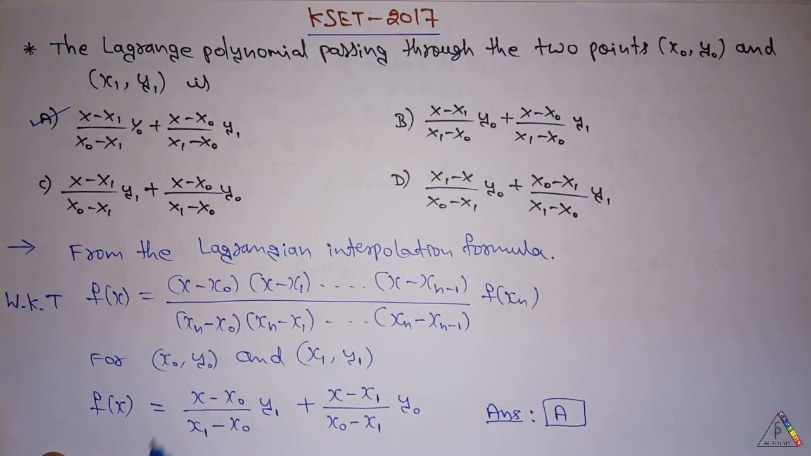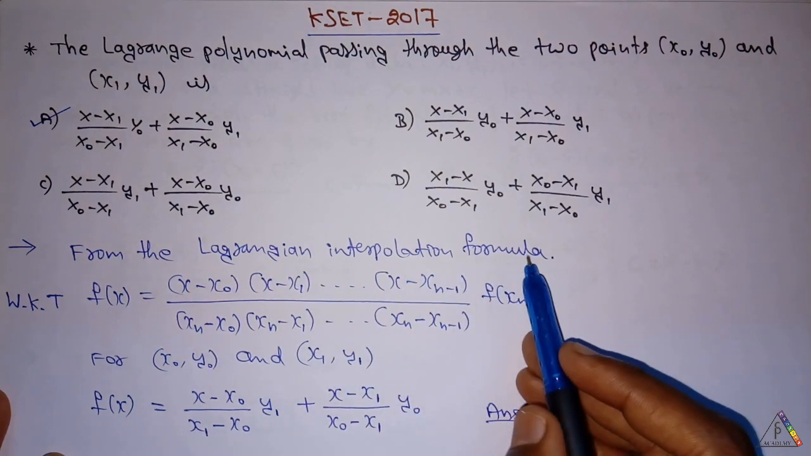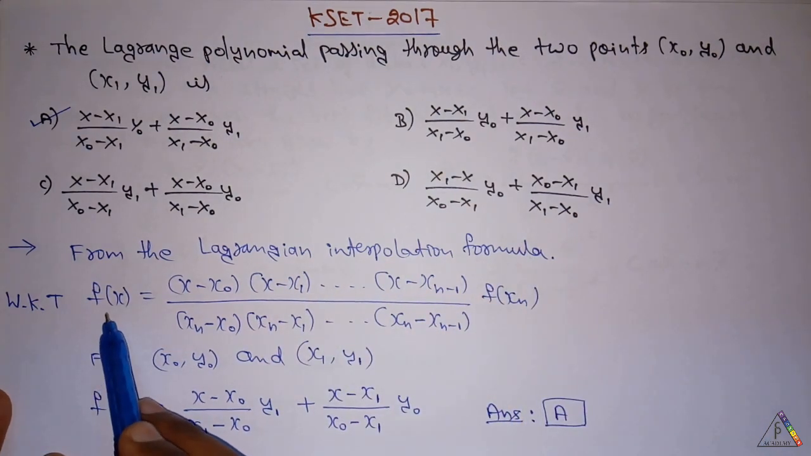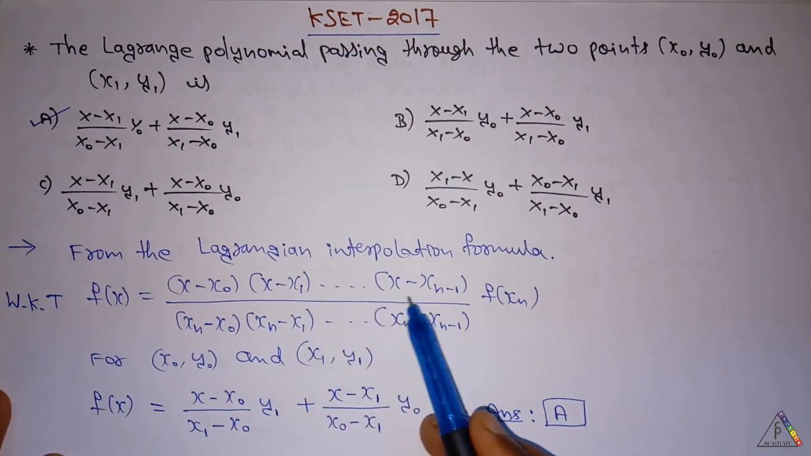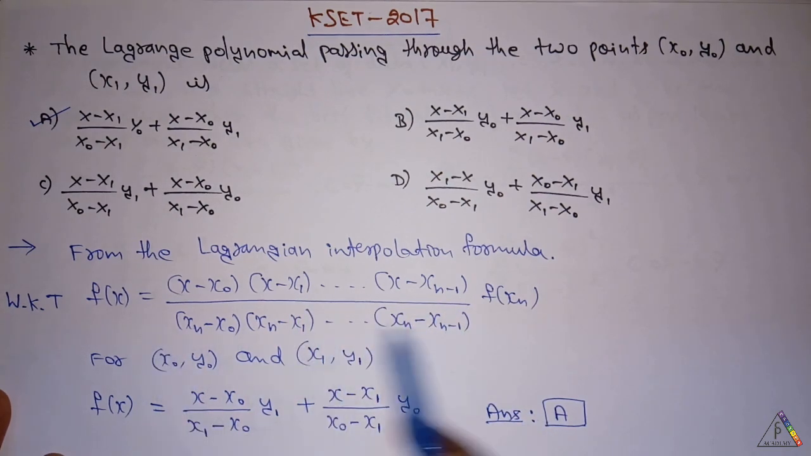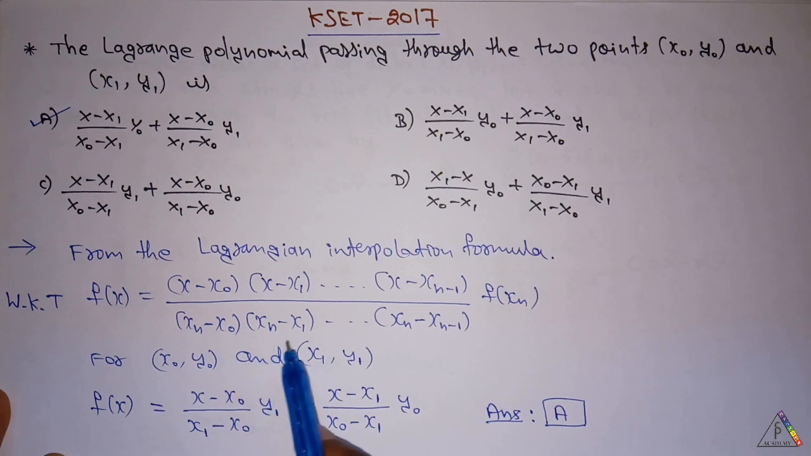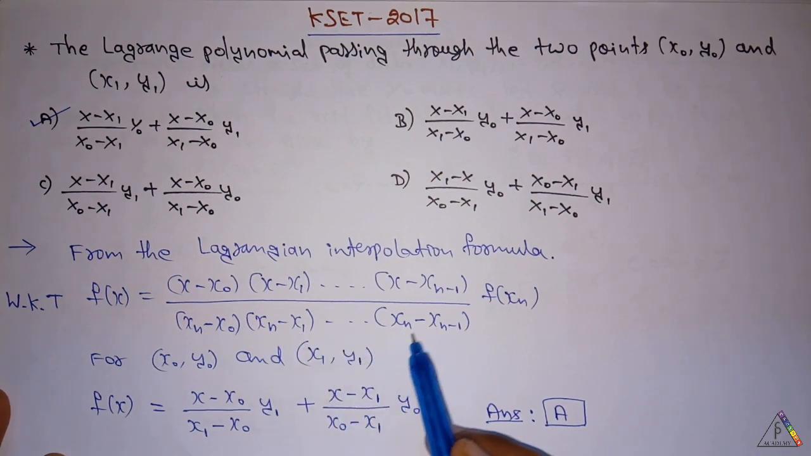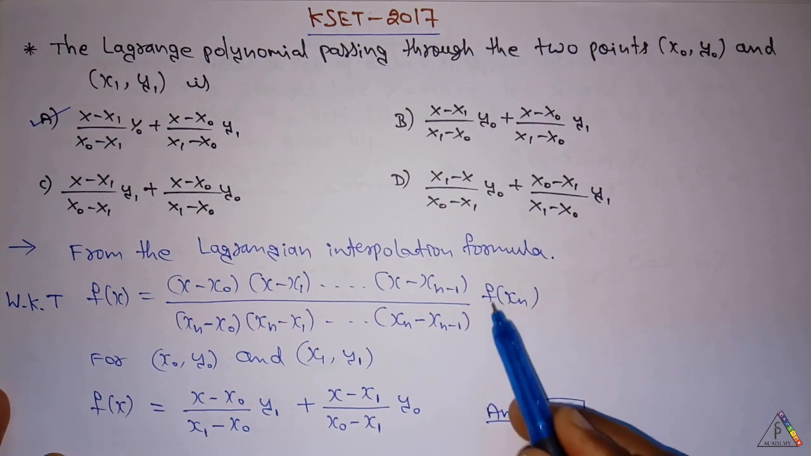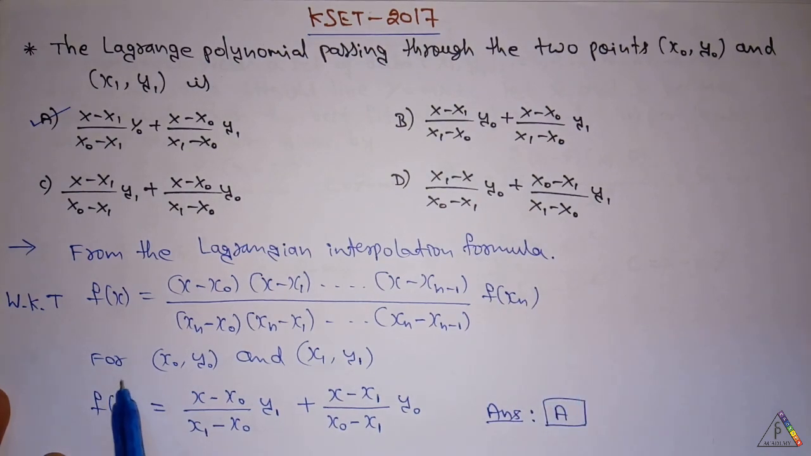Therefore, from Lagrangian interpolation formula, we know that f of x is equal to x minus x0 into x minus x1 plus so on up to x minus xn minus 1 divided by xn minus x0 into xn minus x1 plus so on up to xn minus 1 into f of xn for the points x0 and y0 and x1, y1.